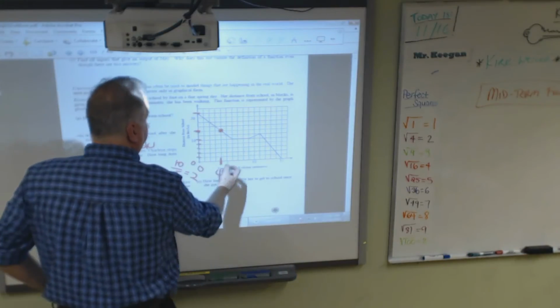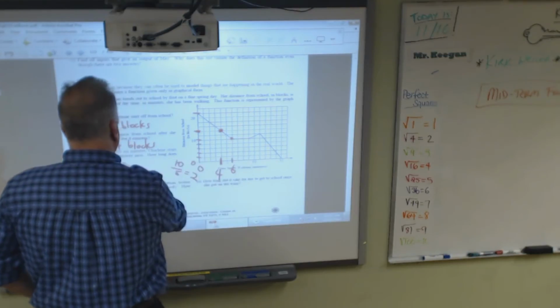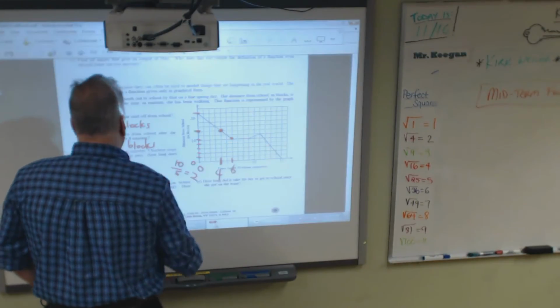After walking for 6 minutes, in other words here, she stops to look for her subway pass. How long does she stop for?